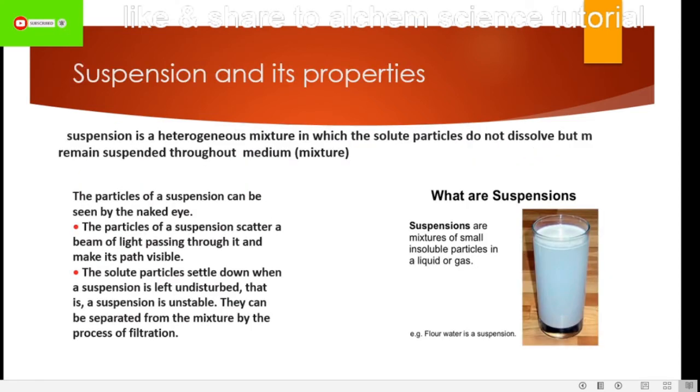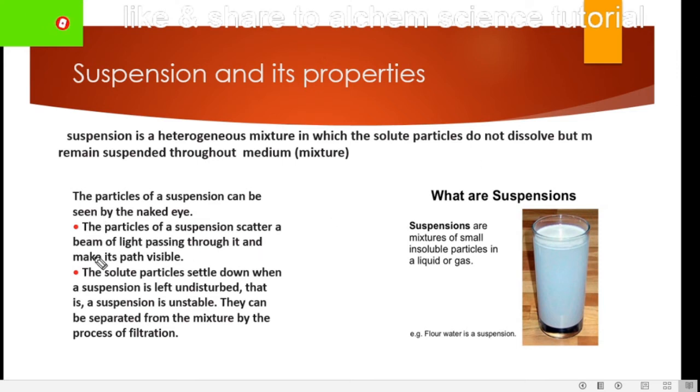Now suspension and its properties. As you know, suspension is also one type of solution, but it is a heterogeneous mixture in which the solute particles do not dissolve but remain suspended. The meaning of this is that the particles present in a suspension do not dissolve but remain suspended throughout the mixture. So this is all about suspension. Now we will study the properties of suspension.